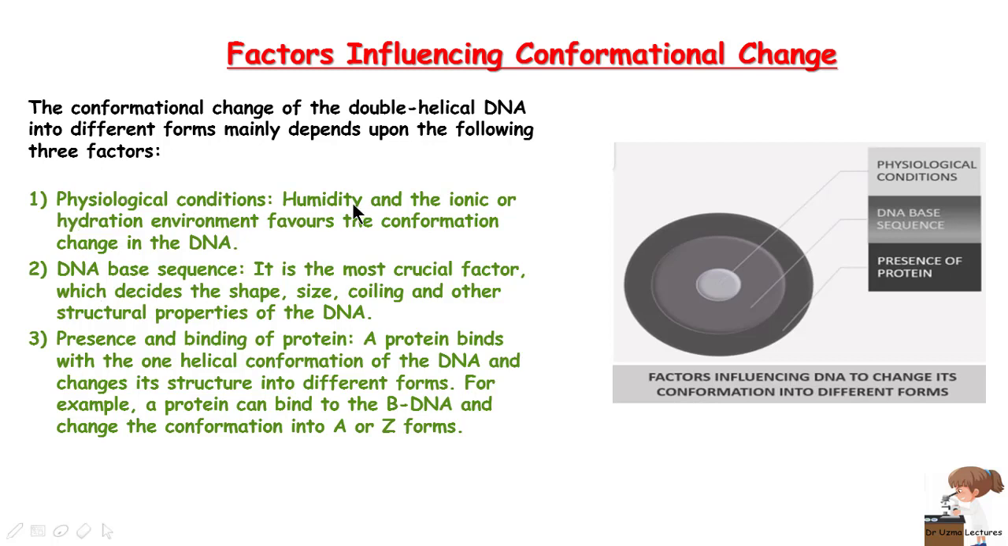Physiological condition: the humidity and the ionic and hydration environment favor the conformation change in the DNA. The second one is the DNA base sequence. It is the most crucial factor which decides the size, shape, coiling and other structural properties of the DNA. The third is the presence and binding of proteins. A protein binds with one helical conformation of the DNA and changes its structure into a different form. For example, a protein can bind with the B-DNA and change the conformation into A and Z form.